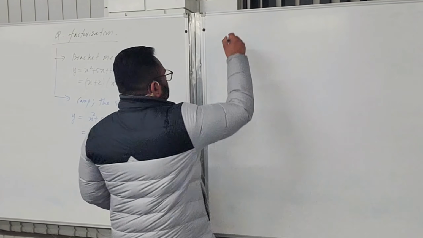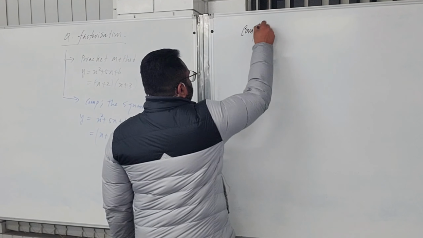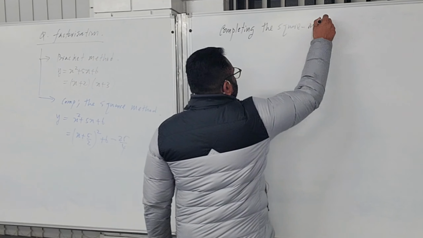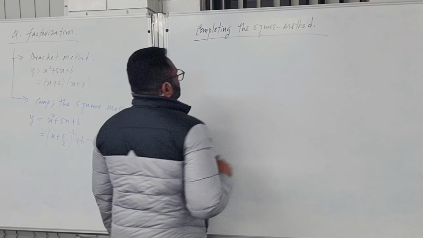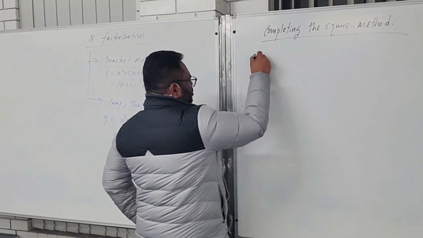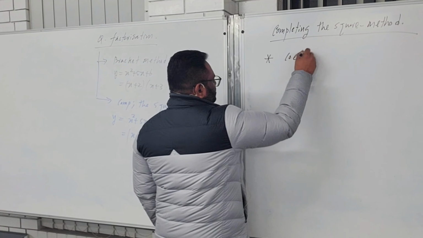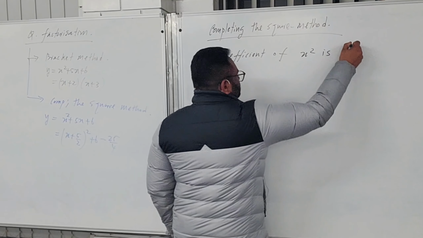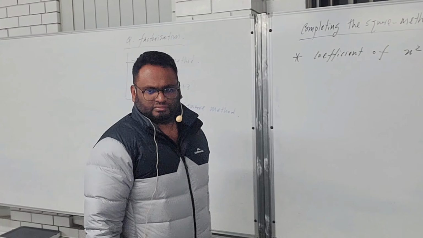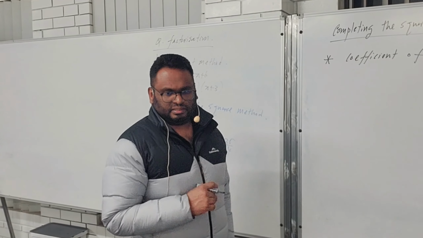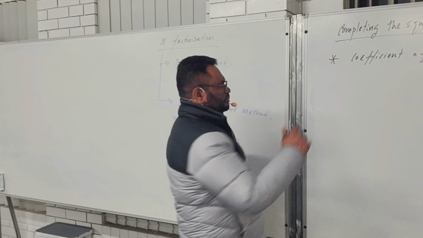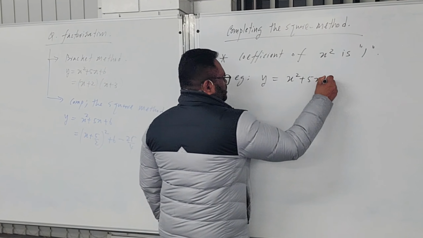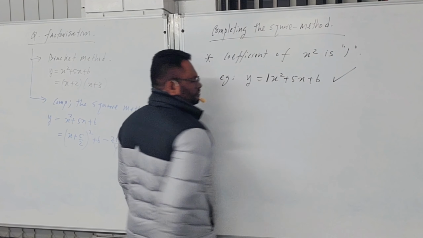Okay. So, completing the square method. First of all, you have to make sure the coefficient of x squared is 1. You have to make sure that, right? If not, you have to make it like that. So for example, y is equal to x squared plus 5x plus 6, the coefficient is 1, so good to go.